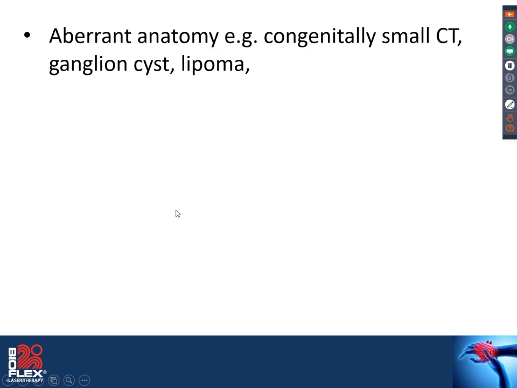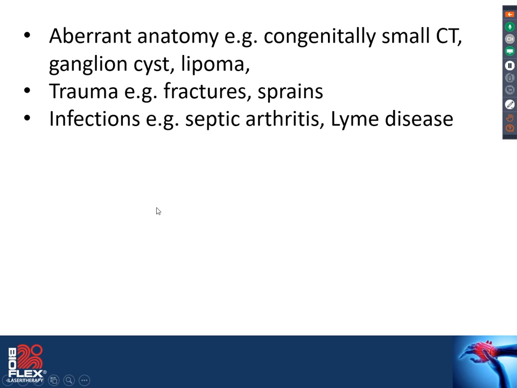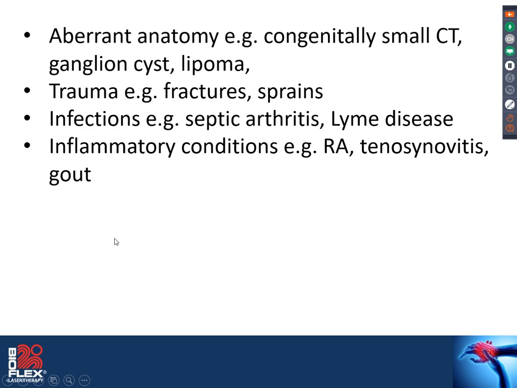Other reasons for carpal tunnel include unusual or aberrant anatomy, whether it's a congenitally small carpal tunnel or cysts or lipomas. We know that fractures may be secondarily causing carpal tunnel syndrome. There could even be infectious issues causing swelling and inflammation. Inflammatory conditions like RA or tenosynovitis or gout that take up volume or space in that tunnel may also lead to carpal tunnel syndrome. In fact, with RA, you do tend to see it fairly frequently.